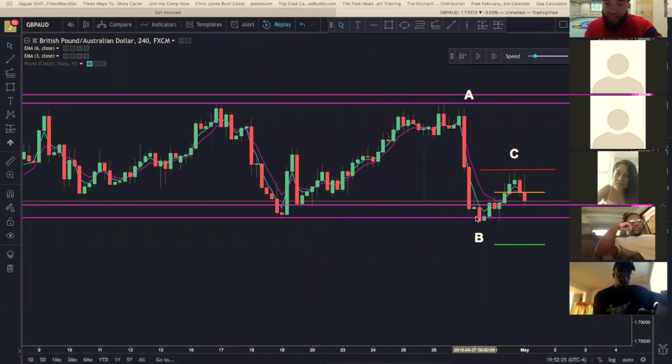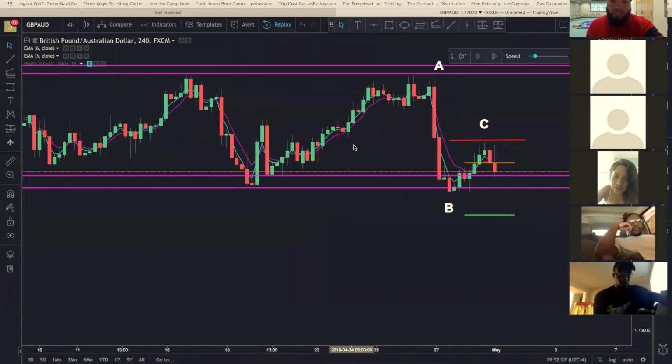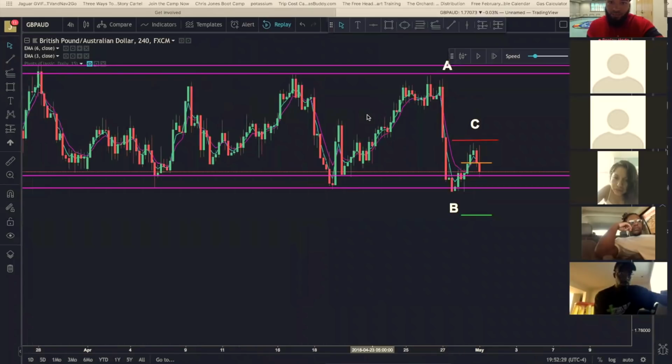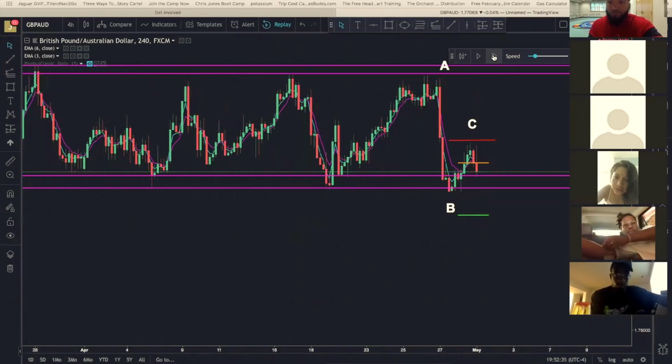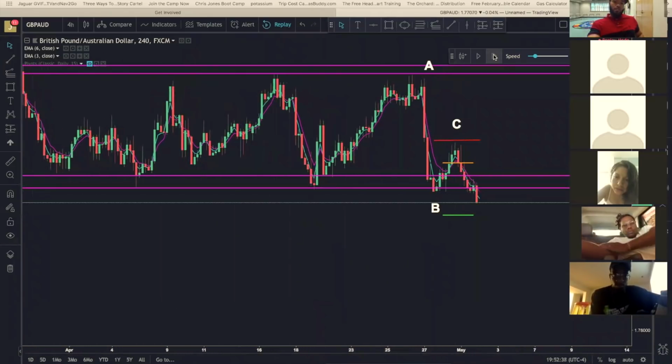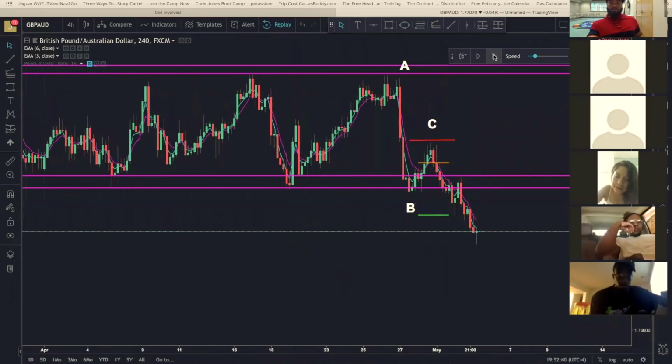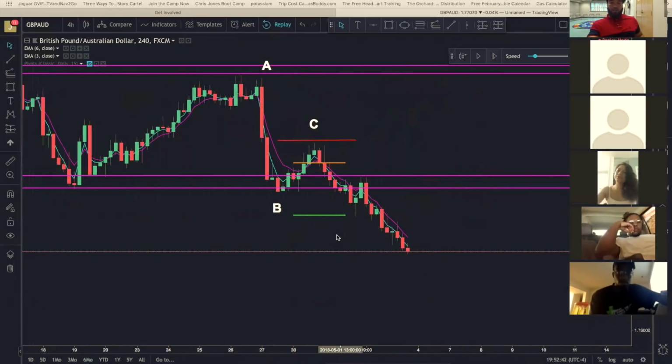Consolidation. This is how you trade support and resistance in consolidation. This is how you trade it. You wait for that pullback and that breakout. Okay. Boom. See that? Came to C, and we're going to take D down.